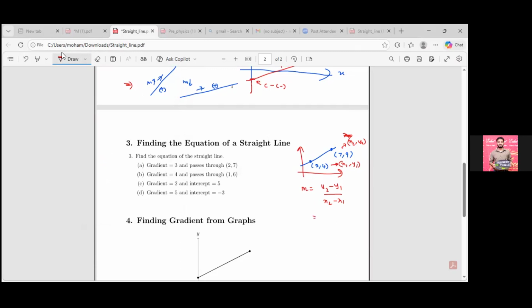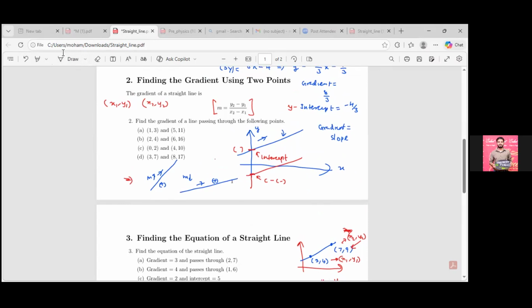Now we can substitute. y2 is 9 and y1 is 4, divided by x2 is 7 and x1 is 3. So 9 minus 4 is 5, and 7 minus 3 is 4. So the gradient is 5 over 4. Okay, that's how we find the gradient.